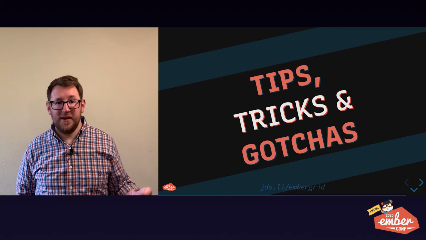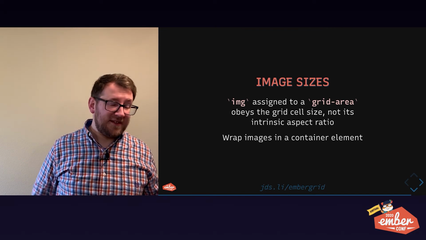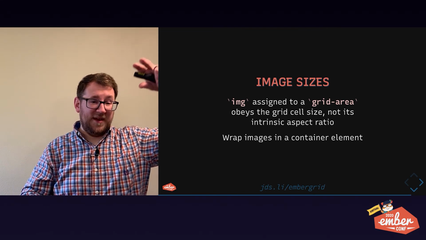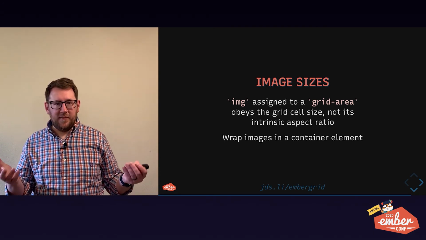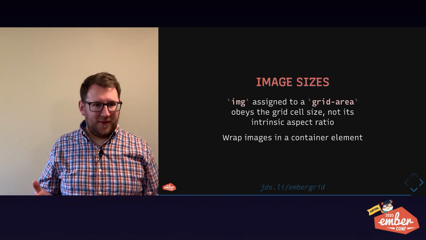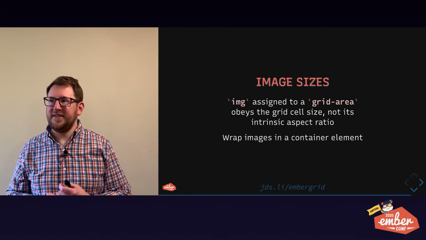I've discovered on the way. Images assigned to a Grid area will obey the Grid cell size and maybe end up stretched or squished or something, not in their intrinsic aspect ratio. So either wrap the image in a container element like a div. That's an okay place for a div wrapper that means nothing semantically. It's just there to help with the image's sizing.